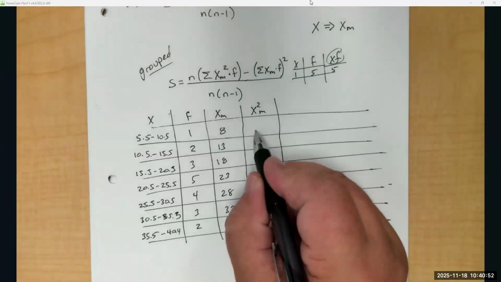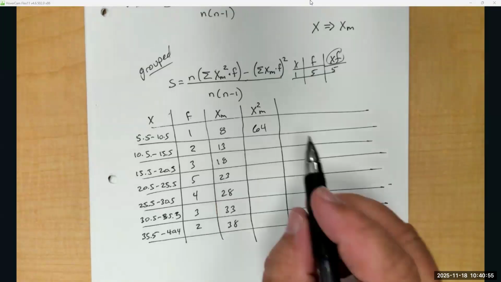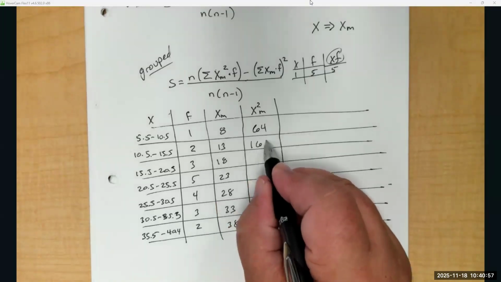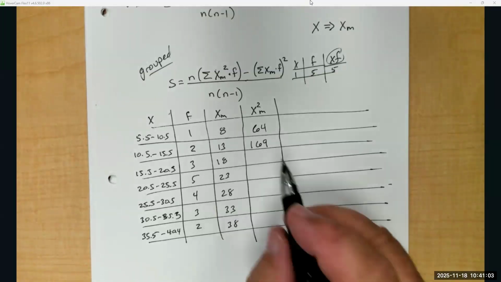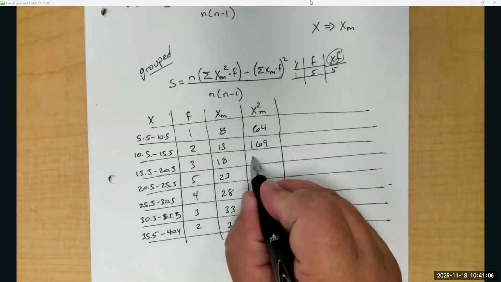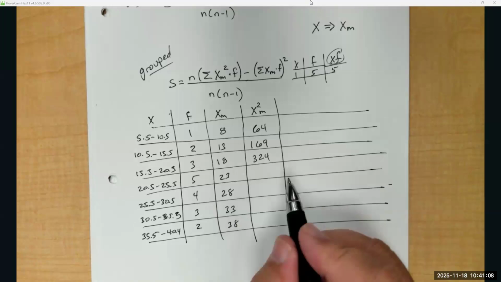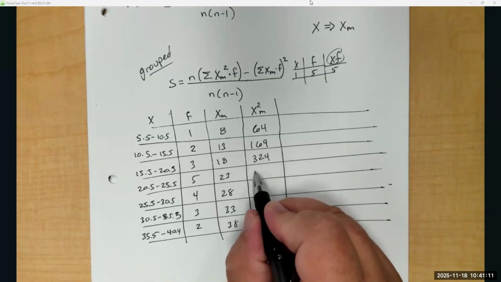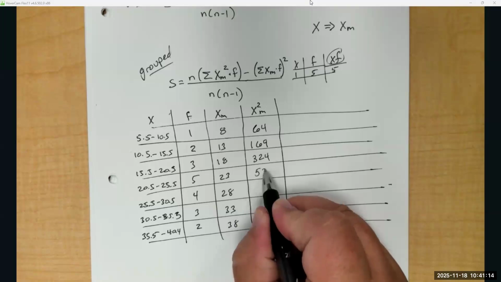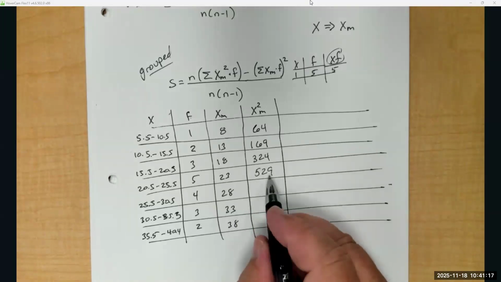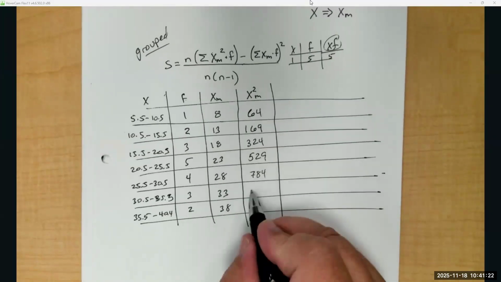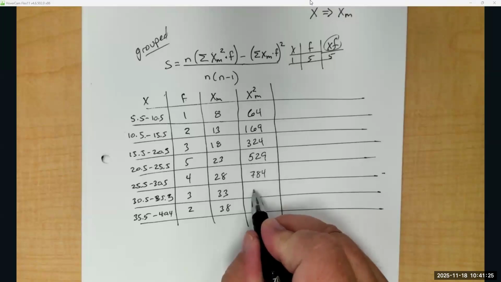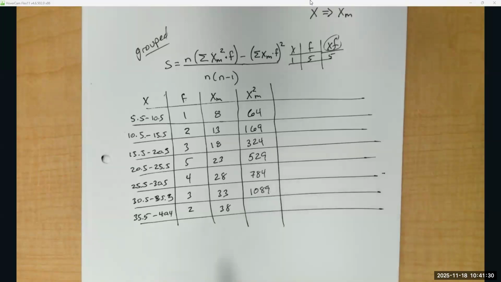So 8 squared is what? 64. 13 squared. 18 squared. 324. 23 squared. What is it? 529. 28 squared. 33 squared. And 38 squared.